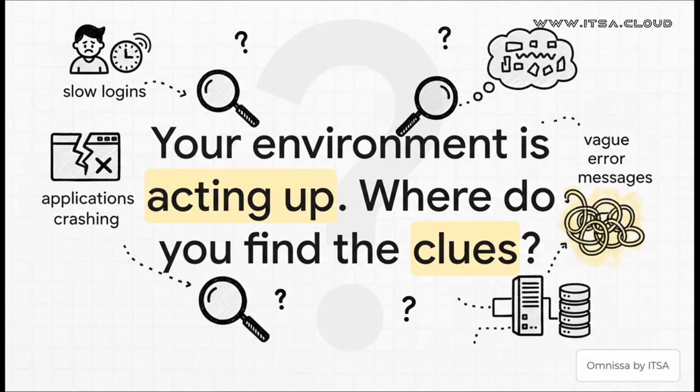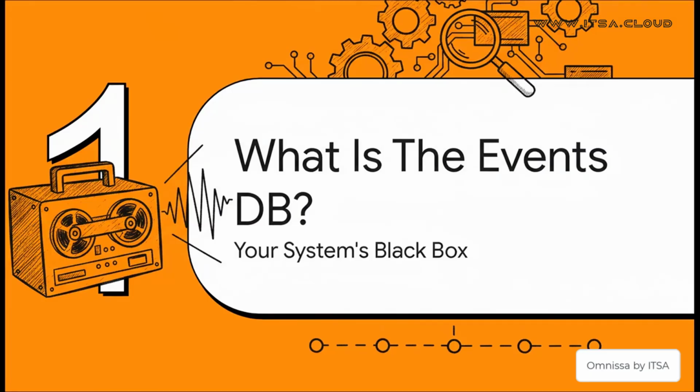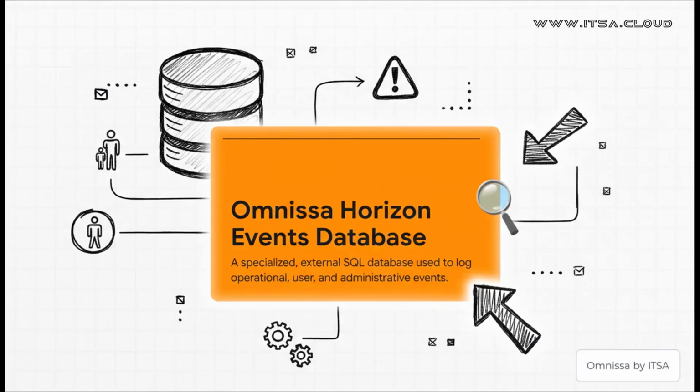So picture this. We've all been there, right? Users start complaining, logins are dragging, apps are crashing, and the help desk tickets are just piling up with these vague error messages. It's that classic Monday morning mystery. So the big question is, where do you even start looking for the breadcrumbs to figure out what's going on? Well, more often than not, the answer is hiding in plain sight, right inside your system's own black box recorder, the events database.